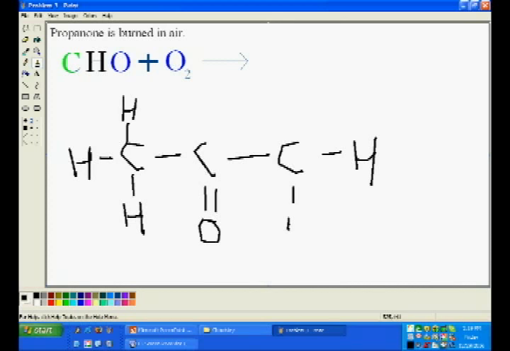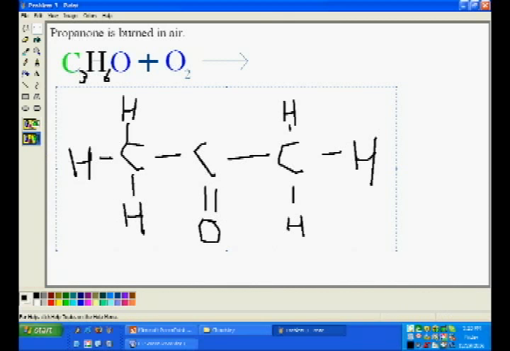There's your propanone molecule. We just count up how many carbons there are. 3. How many hydrogens? 6. And how many oxygens? Just 1. So that's fine like that. And we've got our propanone. There it is. Let's get rid of that.